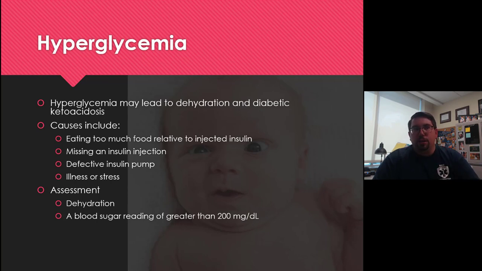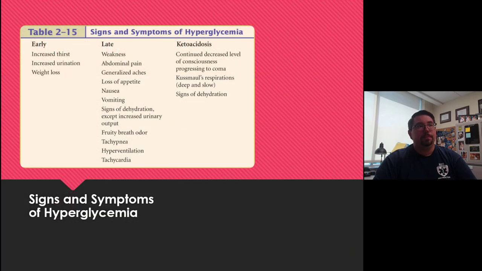One is dehydration. Remember, with hyperglycemia, the body's going to try to dump that sugar out through the kidneys and through the urine. That sugar molecule is very large. In order to get it out, it takes a lot of extra fluid to push it out. And so because of that, dehydration is a major concern. Blood sugar readings greater than 200 milligrams per deciliter is, by definition, going to be hyperglycemia.